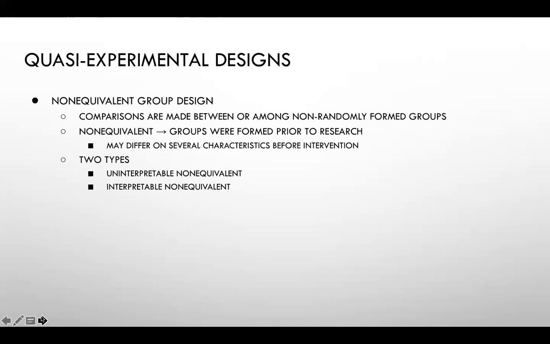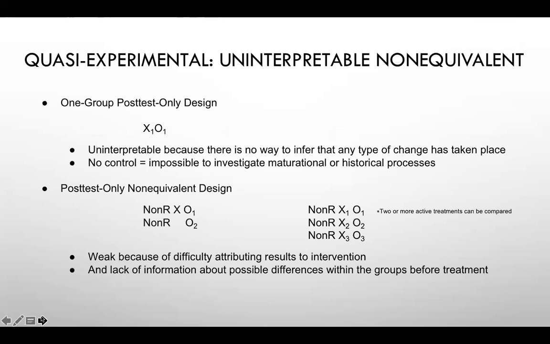Comparisons in these non-equivalent group designs are made between or among participants in non-randomly formed groups. They're non-equivalent because the participants were assigned to a group prior to the research being done, and they may differ on several characteristics. So the two types we're going to be looking at are uninterpretable non-equivalent and interpretable. The uninterpretable non-equivalent designs are uninterpretable because there are multiple threats to internal validity.